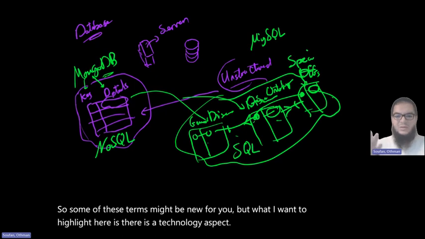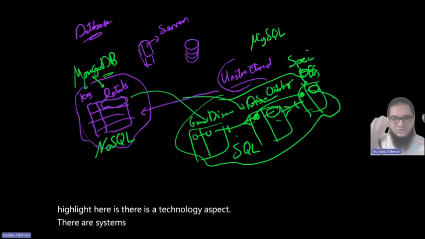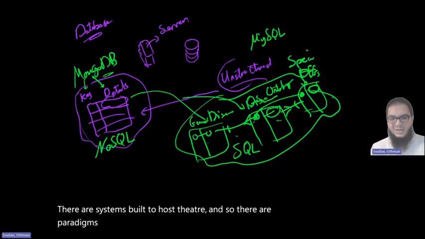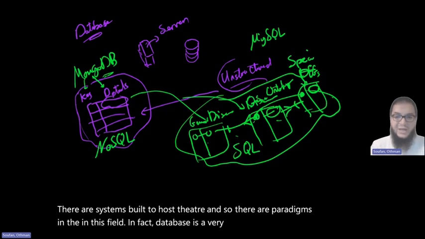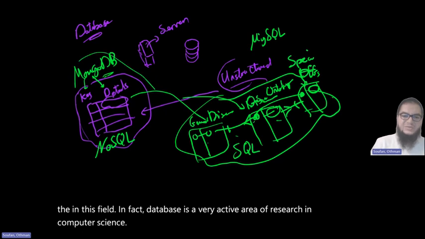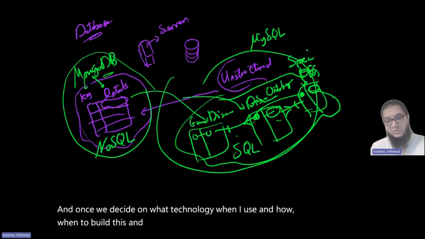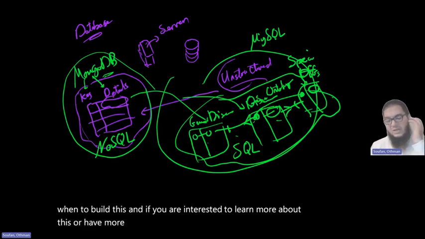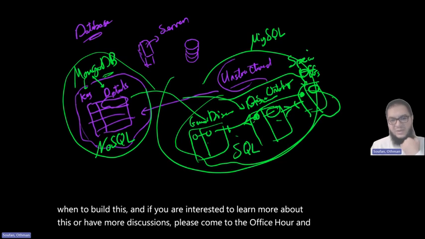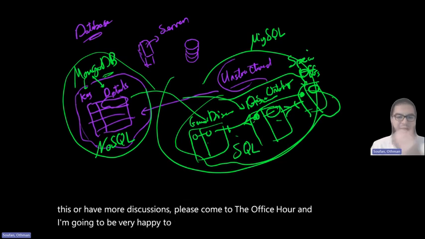There are systems built to host data, and so there are paradigms in this field. In fact, database is a very active area of research in computer science. Once we decide what technology we want to use and how we want to build this, if you're interested to learn more or have more discussions, please come to the office hour, and I'm going to be very happy to discuss any concepts.